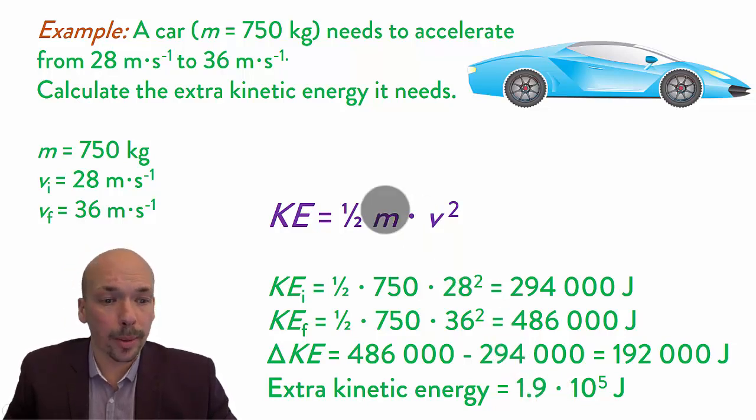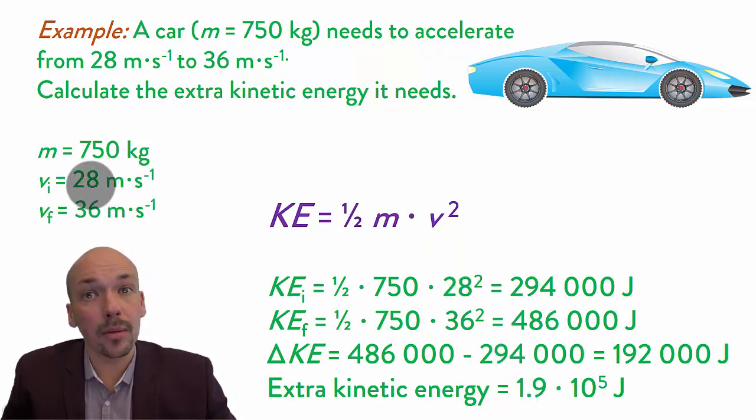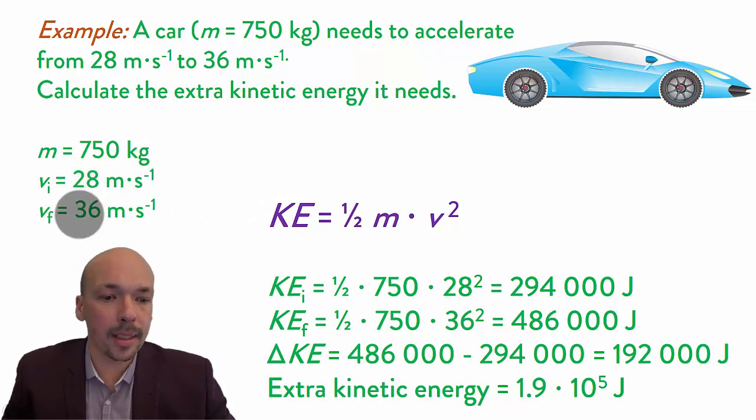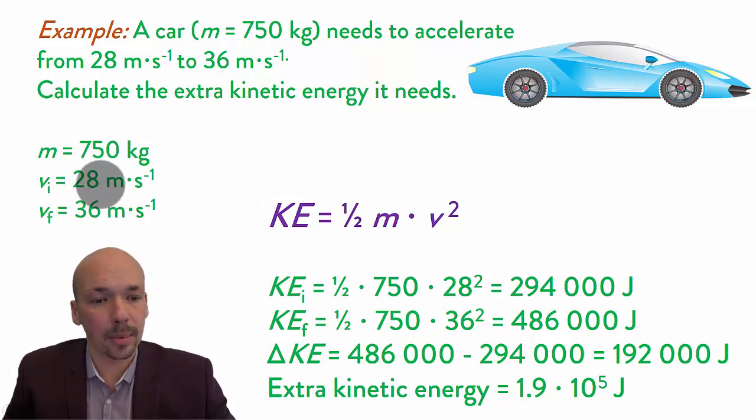You have to be careful with this one, because if you look at this, you can also think, oh wait, this is 28, he needs to go to 36, so there's 8 meters per second difference, so I will just put in 8 in here, and then you will have a wrong answer. You can try it now, put in 8 here, and it will not be this answer.